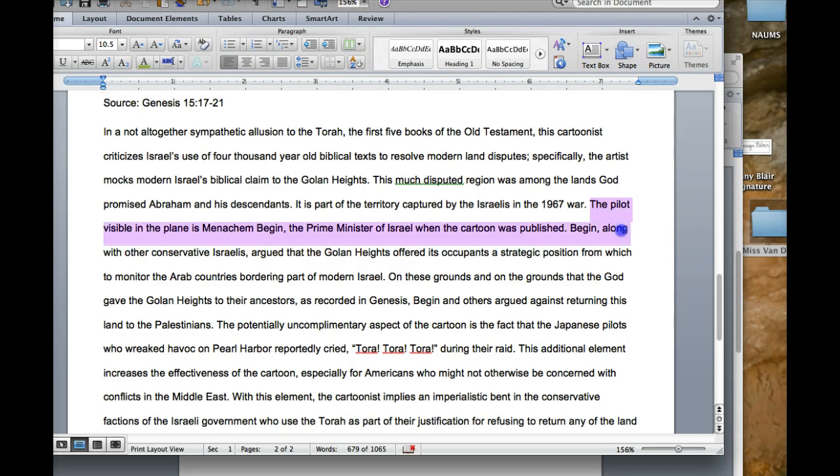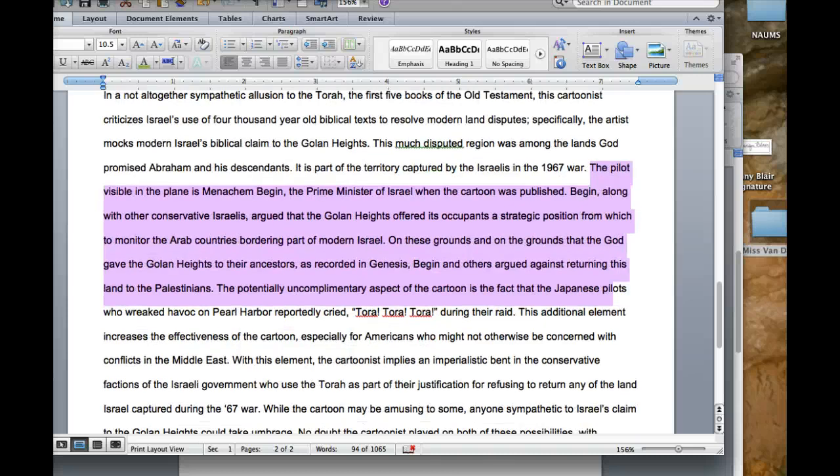So it talks about the pilot, who is in the plane, who is the prime minister of Israel at that time. There are Israelis, etc. So there are concrete details where this person is just talking about what they see in the cartoon. And then they're adding a little bit of the history in there as well. So that's all it is.